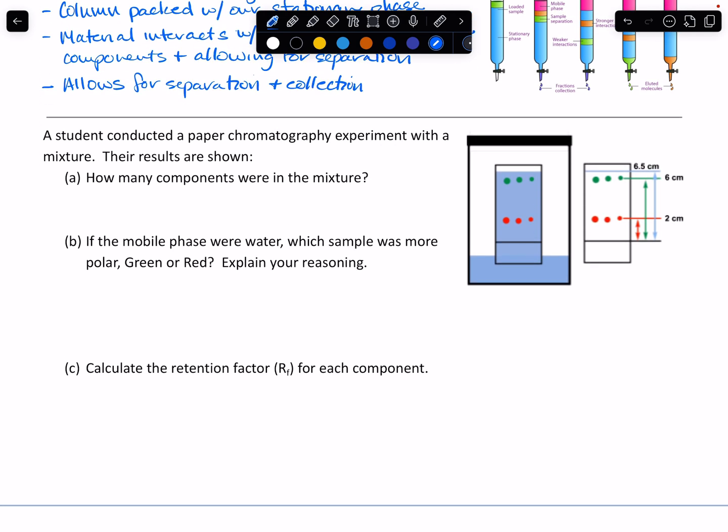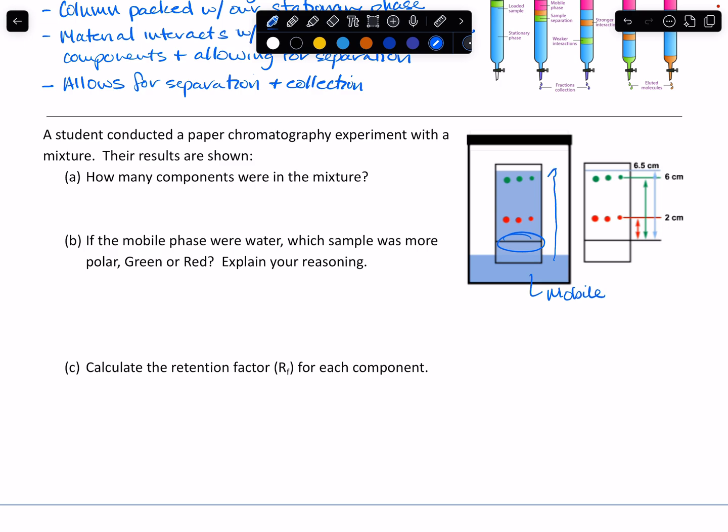Now, for us, it's going to be mostly paper chromatography, where we'll have a piece of filter paper. We'll put our samples on the bottom down here. We'll set it into our mobile phase, and then we will allow the mobile phase to run up that piece of paper through capillary action. Then we'll take some measurements.